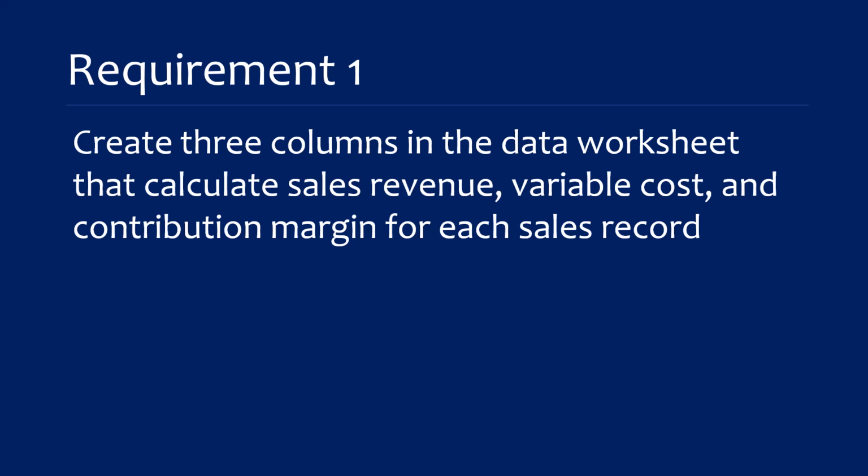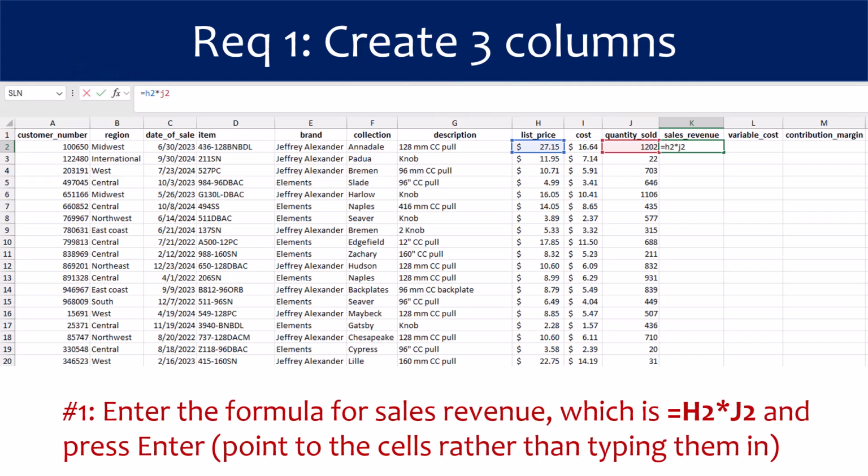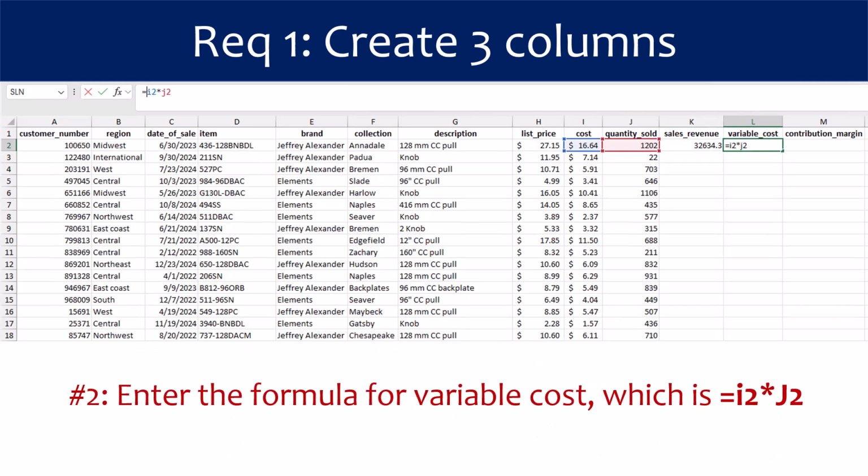Requirement 1 asks, create 3 columns in the data worksheet that calculate sales revenue, variable cost, and contribution margin for each sales record. For the first step in this first requirement, go to cell K2 in the data worksheet, which is the cell under the column heading Sales Revenue. Enter the formula for sales revenue, which is equals H2 times J2, and press Enter. Point to the cells rather than typing them in.